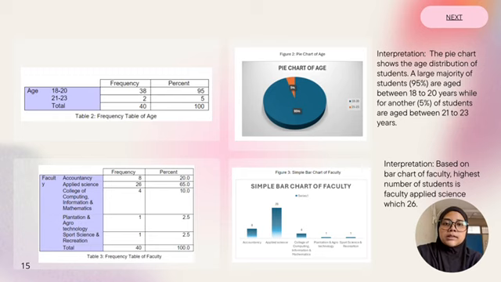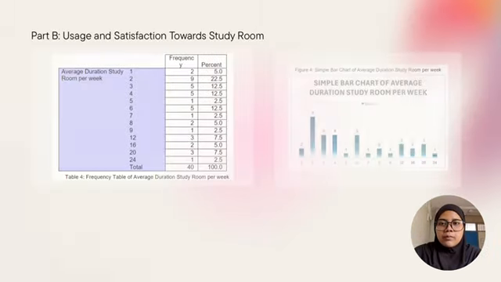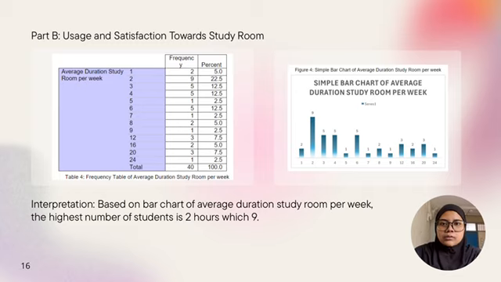So, for Part B, usage and satisfaction towards study room, in this data analysis, we use a simple bar chart to analyze the data, which is average duration of study room per week. And as we can see, the highest number of average duration of study room per week is 2 hours. And the lowest number of average duration of study room per week is 5, 7, 9, and 24 hours.